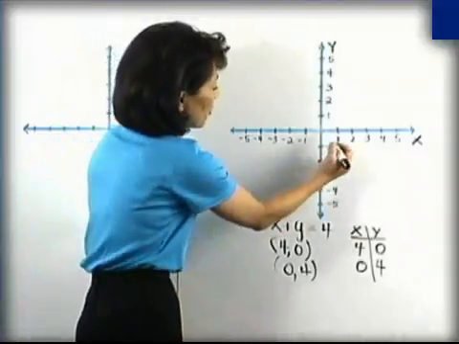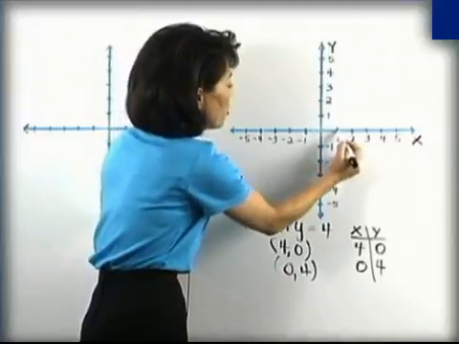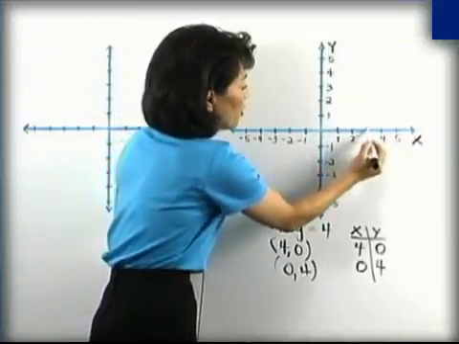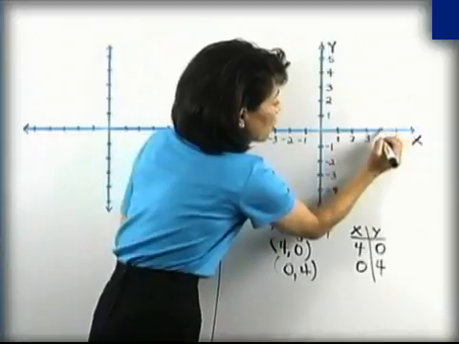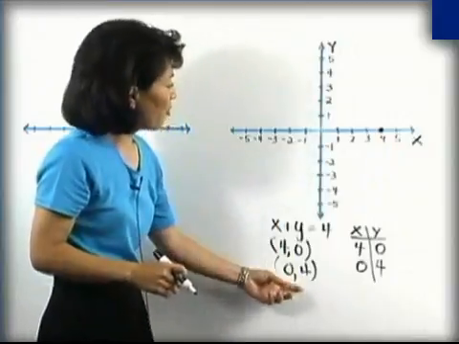(4, 0). Remember, always start at the origin. (4, 0) means I go in the positive 4 direction along the x-axis, and I don't go in any direction on my y-axis. So there it is. I have (4, 0).